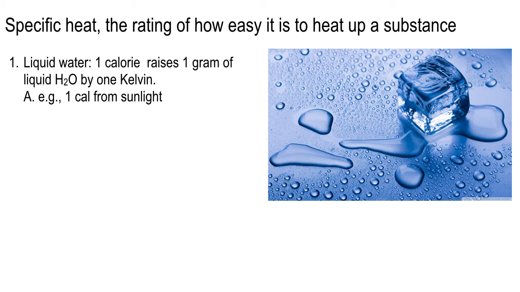So 1 calorie of energy from sunlight or from any other heat transport method, you turn on a butane, propane burner, and you heat up your ice or your liquid water by 1 Kelvin, and every gram requires 1 calorie. Side note, this is known as the gram calorie or the thermal calorie. The food calorie is 1,000 of these.